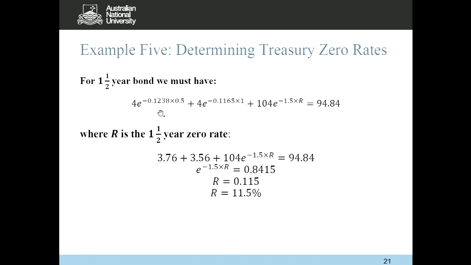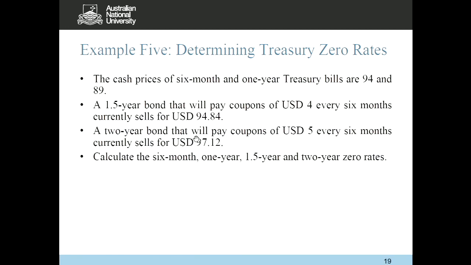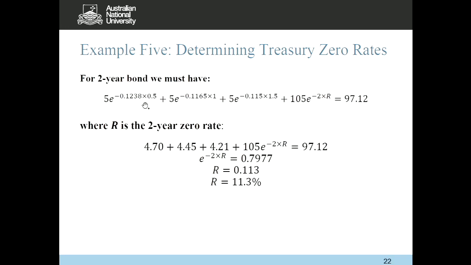Now we have the 6 month zero rate, 1 year zero rate, and a 1.5-year zero rate. Now we can actually back out this 2-year zero rate, right? Because we know how much this bond is selling for. It's selling for 97.12. So again, we discount each coupon using the corresponding discounting rate, which means you match the maturity of the discounting rate with the cash flow time horizon. And then lastly, we don't know what the 2-year zero rate is, so we set it as unknown variable R. And we know how much it's selling for, so again, we can back out the 2-year zero rate is 11.3%. It's just tedious, but it's not difficult.